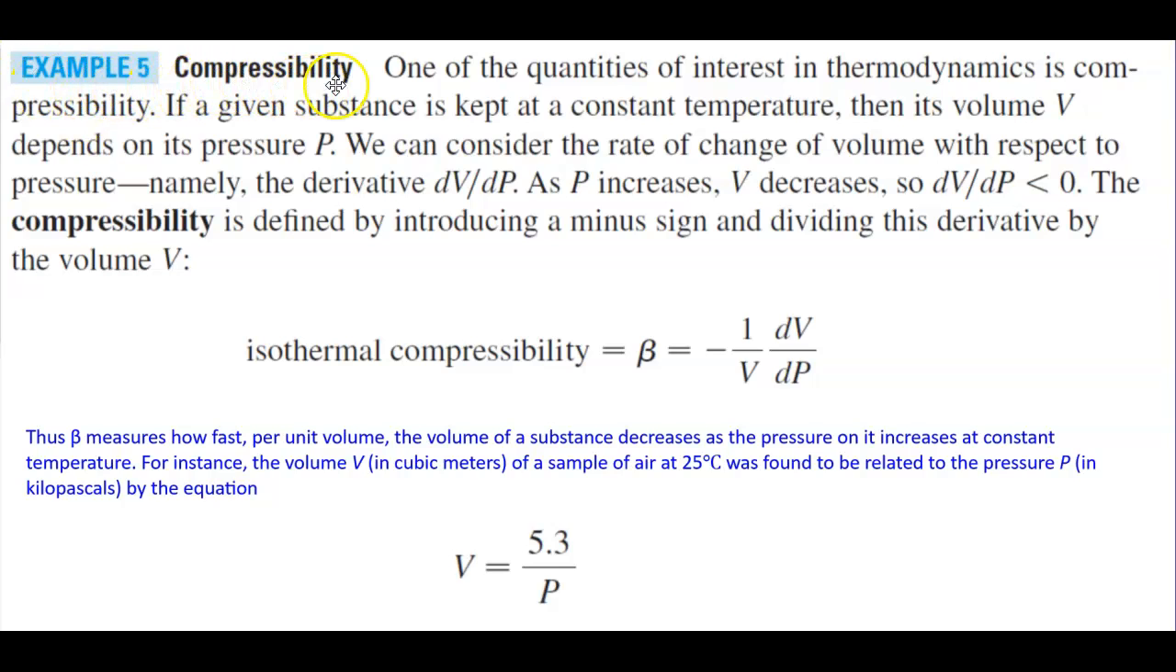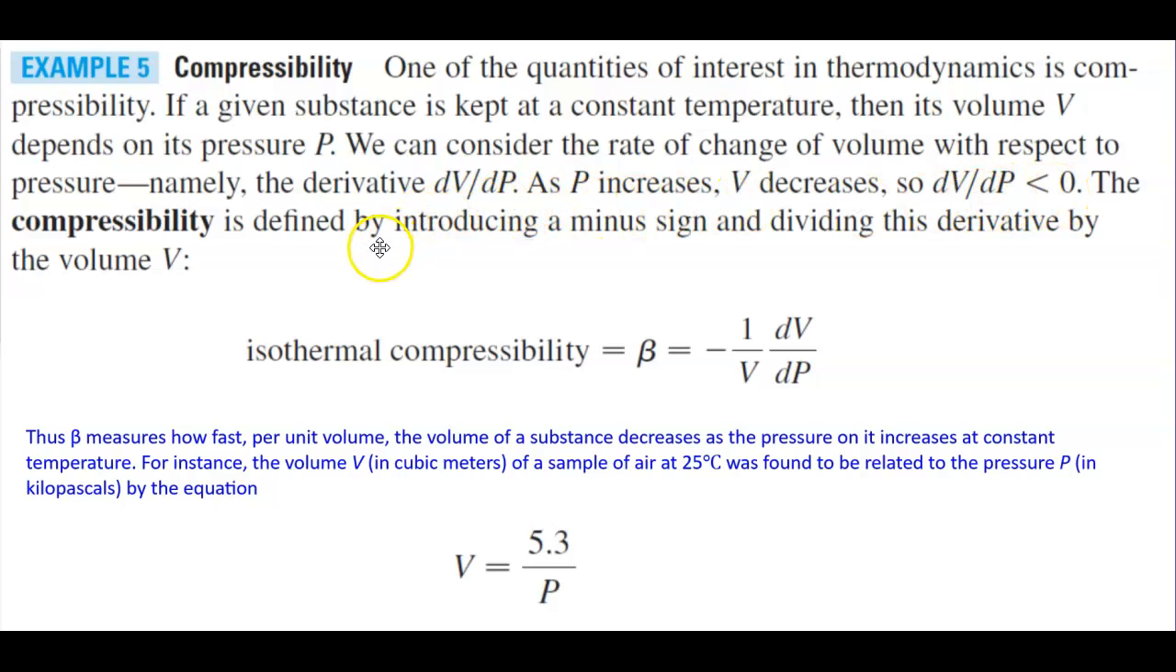Example 5, compressibility. One of the quantities of interest in thermodynamics is compressibility. If a given substance is kept at a constant temperature, then its volume V depends on its pressure P. We can consider the rate of change of volume with respect to pressure, namely the derivative dV divided by dP. As the pressure increases, the volume decreases. So the derivative is less than 0.